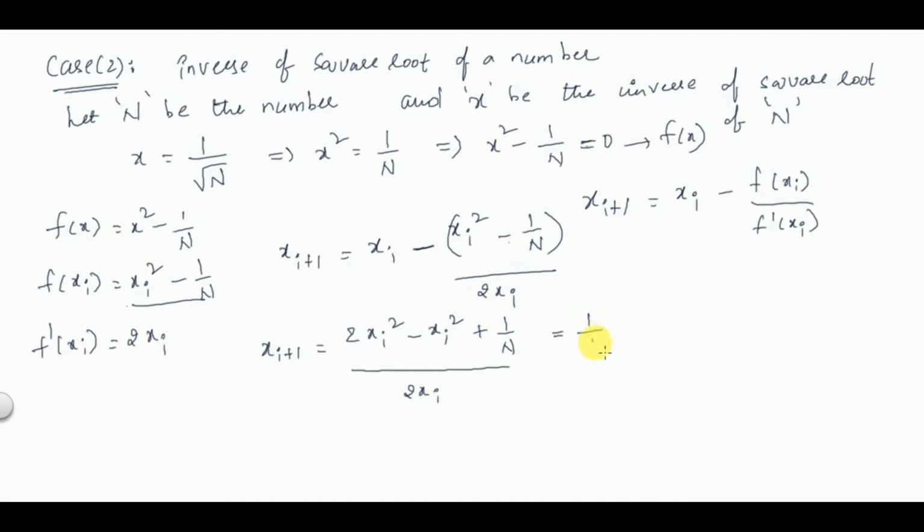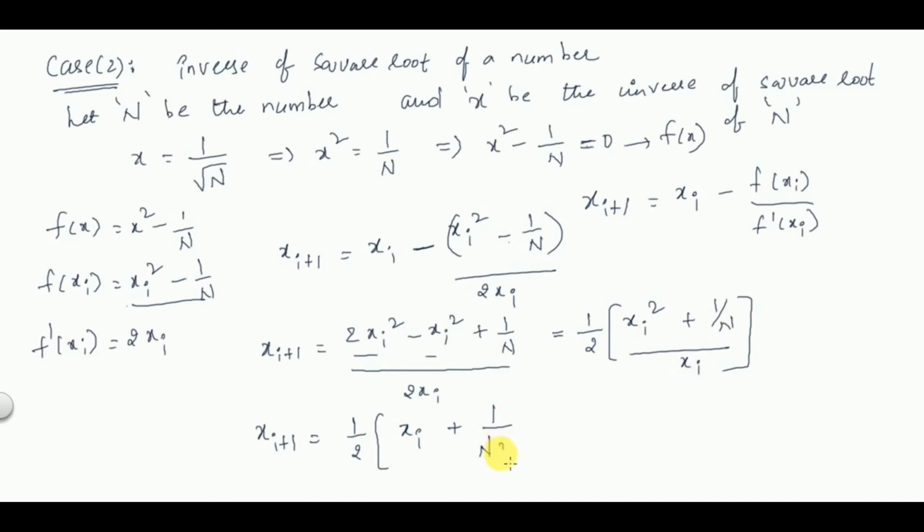So 1 by 2 I am taking common, the denominator only. So 2xi square minus xi square will become xi square plus 1 by n, divided by xi. Okay, so the final equation: xi plus 1 is equal to 1 by 2 into xi plus 1 by n into xi.